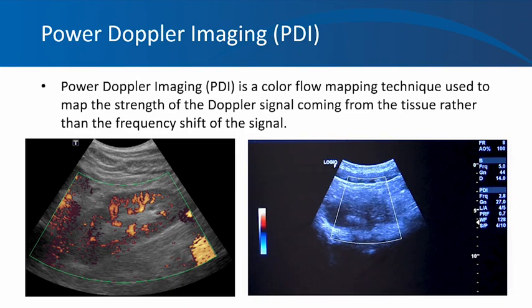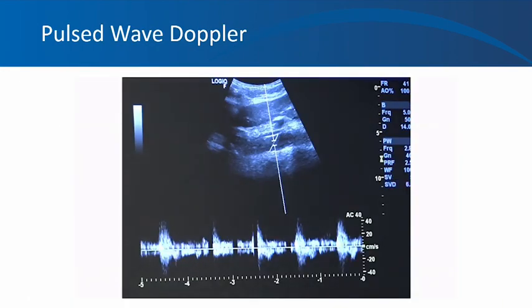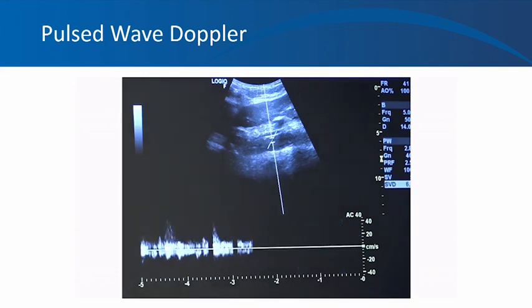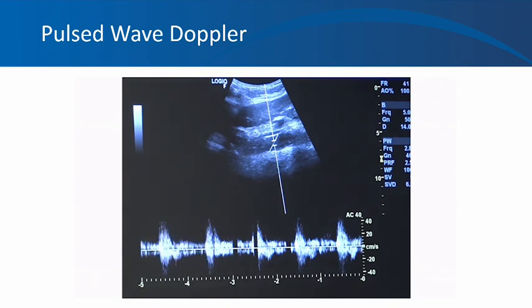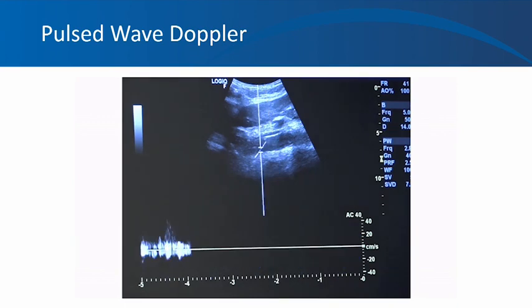Pulsed wave Doppler. In this mode, the ultrasound probe sends out a signal to a certain depth and then stays quiet and just listens to the reflected frequency shift from that particular depth. It is used to accurately measure the velocity of blood in a precise location and in real time.